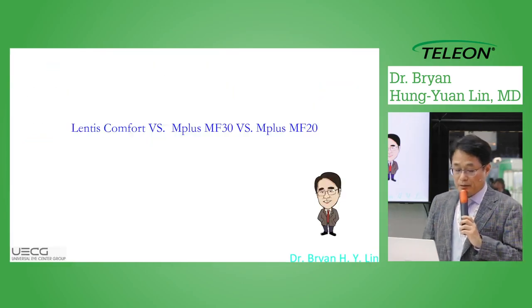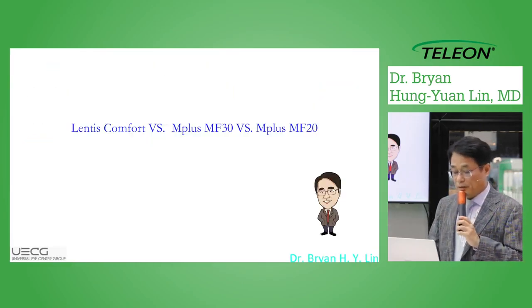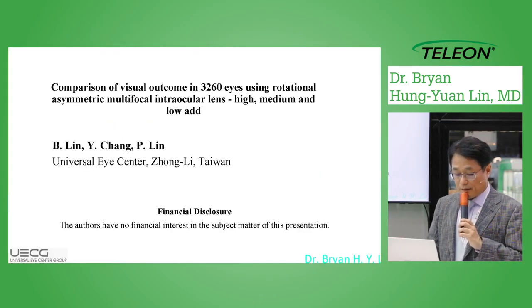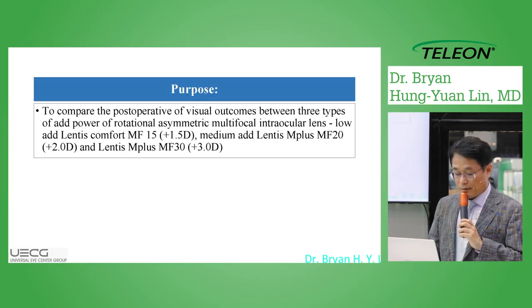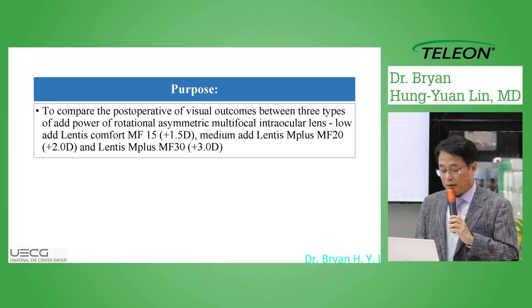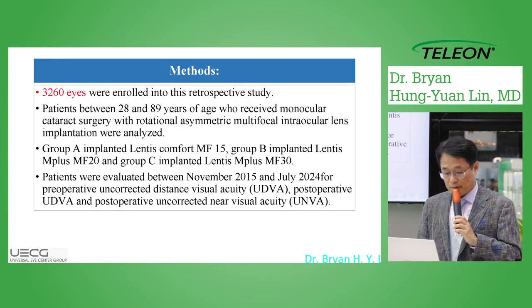Next, I will compare the post-op visual outcomes between LENTIS comfort, Mplus MF30, and Mplus MF20. 3,260 eyes were involved in this study. The purpose is to compare the post-op visual outcomes among low at LENTIS comfort MF15, intermediate at MF20, and high at MF30. They were evaluated for pre-op UDVA, post-op UDVA, and post-op UMVA.